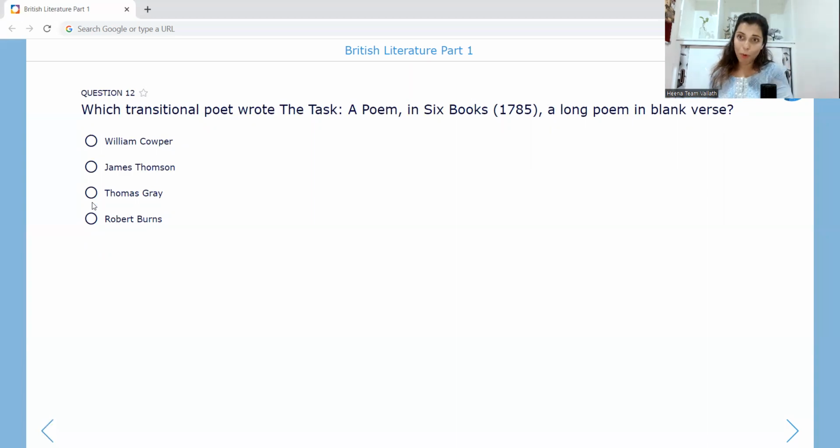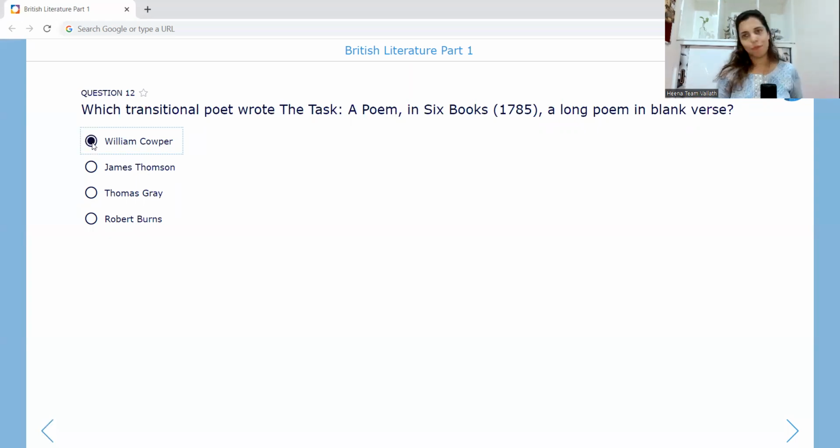Which transitional poet wrote The Task, a poem in 6 books, in the year 1785? And this Task is basically a long poem in blank verse. Just tell me who has written the poem called The Task. Who has written The Task? Option A, William Cowper, B, James Thomson, C, Thomas Gray, or D, Robert Burns. Say, it is Cowper. Okay.